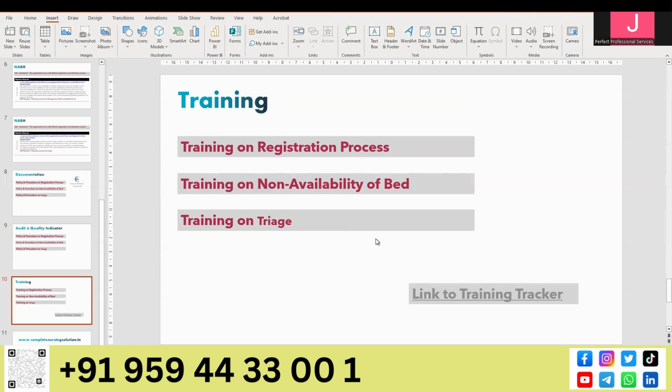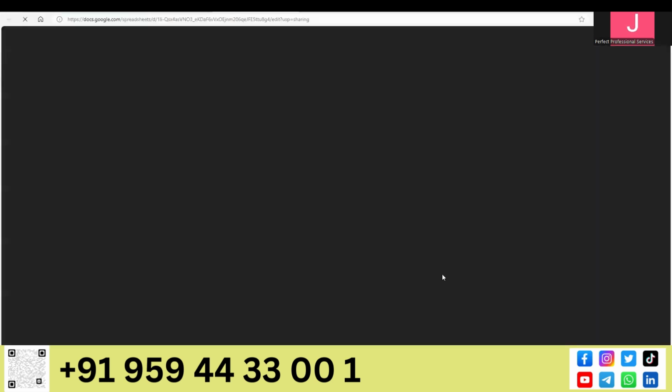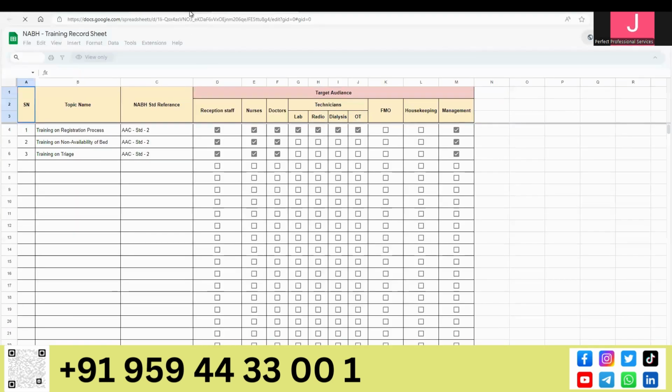Now from this, what will be your trainings? Training on the registration process, training on the non-availability of the bed, and training on triage. So let's see what the trainings will be. Okay, so training on the registration process. This is just a training tracker showing whom you are going to give the trainings to, which I have put in. To get this document also, please watch the video till the end.